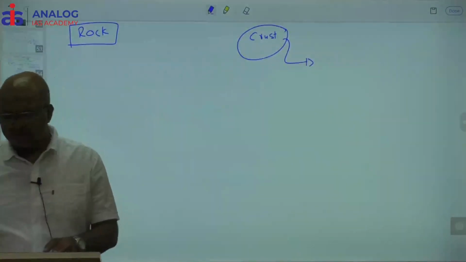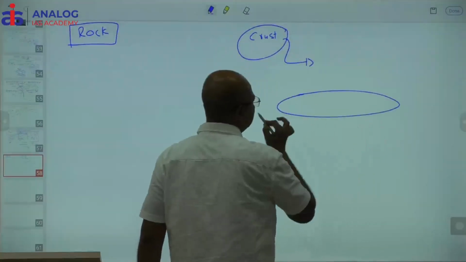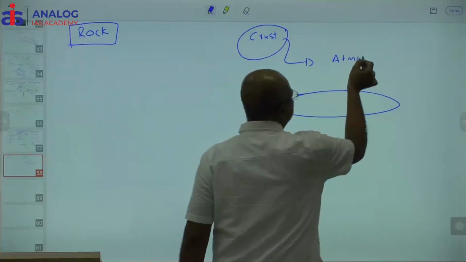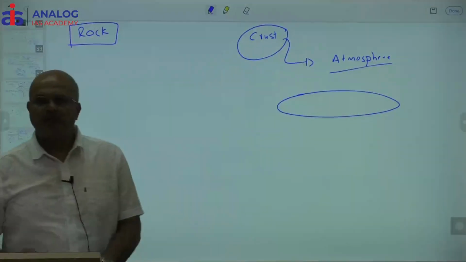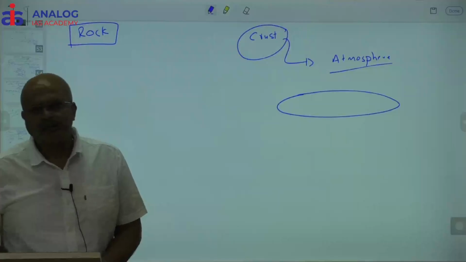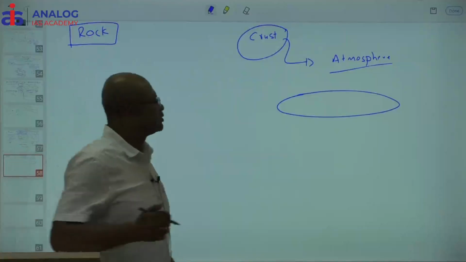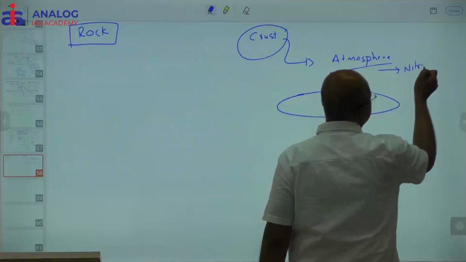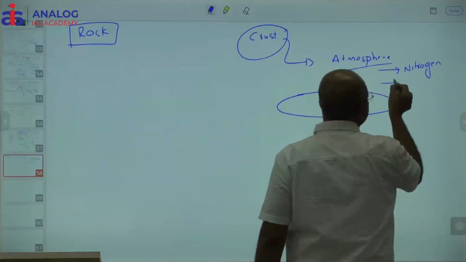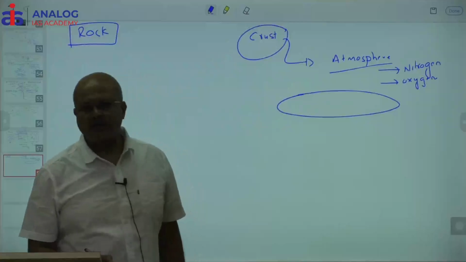Rocks and weathering. Now, if we take the earth crust, the atmosphere is different and the earth crust is different. Crust means the surface area, and above this we have the atmosphere. The atmosphere consists of different gases, right? Which gas is dominant in the Earth's atmosphere? Nitrogen. So when we talk about the elements in the atmosphere, nitrogen is dominant, and after nitrogen you have oxygen, then carbon dioxide.